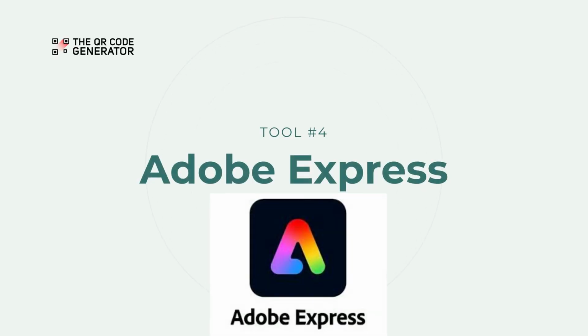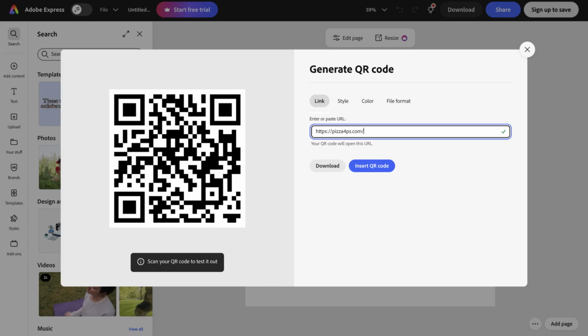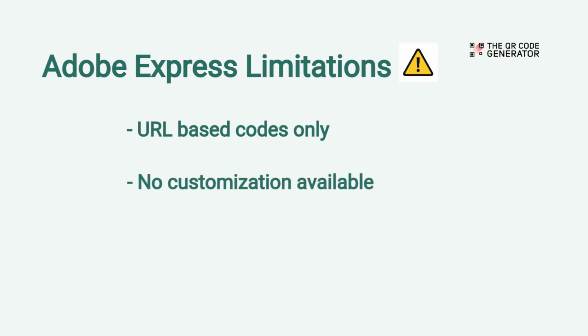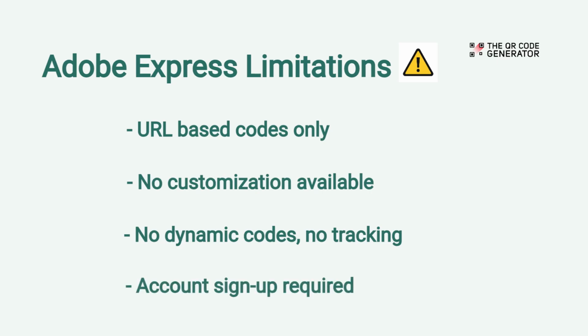The fourth tool is Adobe Express. It includes a minimalist QR code generator in its free design toolkit, intended for users already embedded in Adobe's ecosystem. You get unlimited static URL QR codes with no expiration, and downloads are available in PNG and JPG. The limitations are similar to those of Canva. URL-only codes, no customization of the code itself, no dynamic codes, no tracking, and an Adobe account is required to download anything. EPS and PDF exports require a paid subscription.